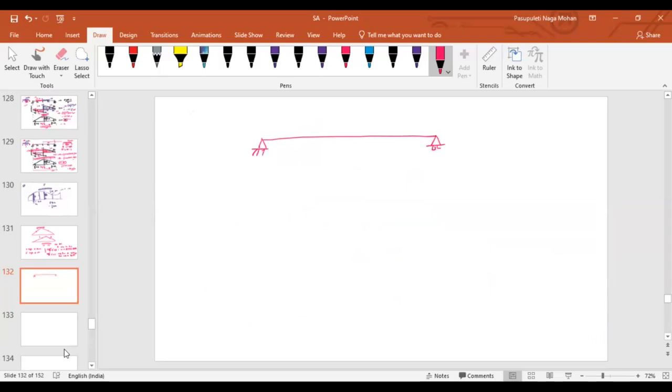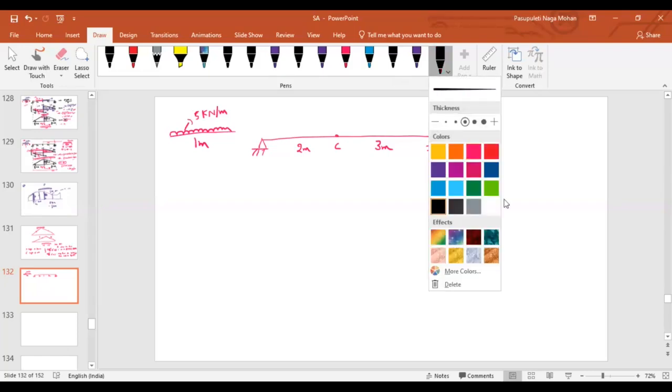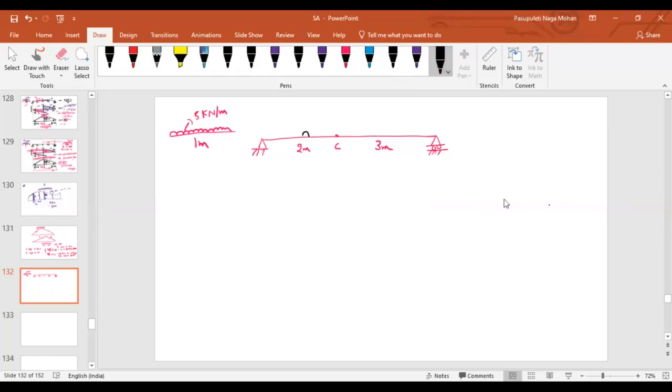Again, we are talking about the same problem. This is point C, this is 2 meter, and this is 3 meter we have considered. And this is the UDL that we are talking about. Let us say the UDL is, as in the previous case, 5 kilonewton per meter. The length we have discussed is 1 meter. Now, to get the maximum bending moment, imagine that my load position is like this.